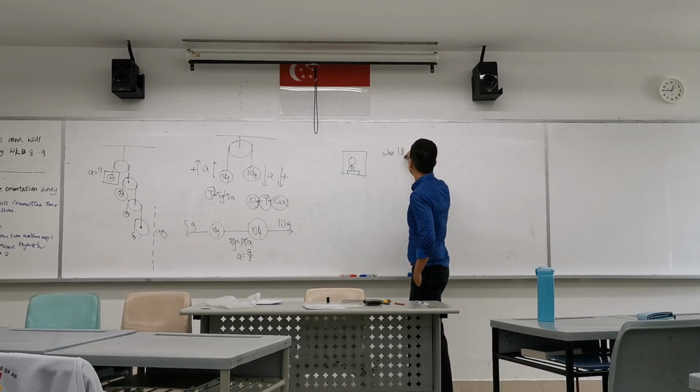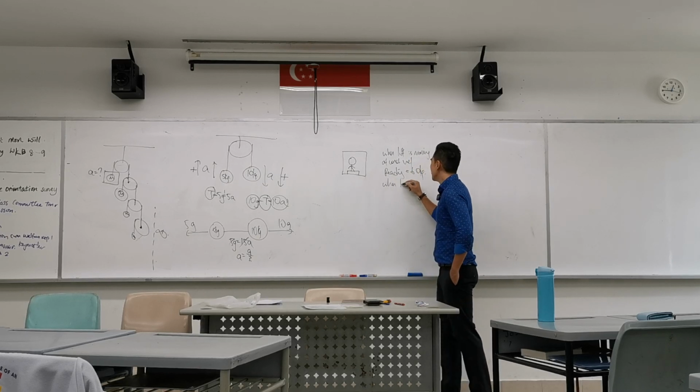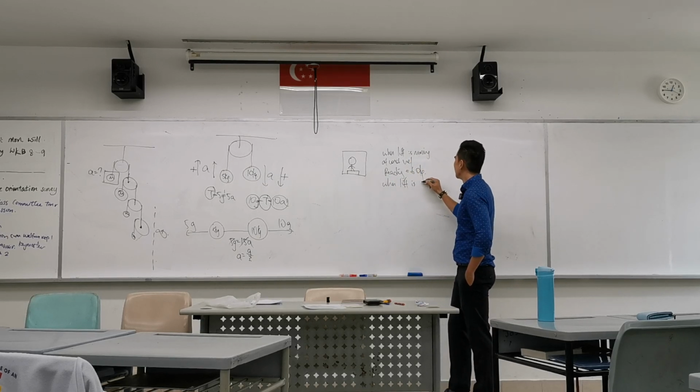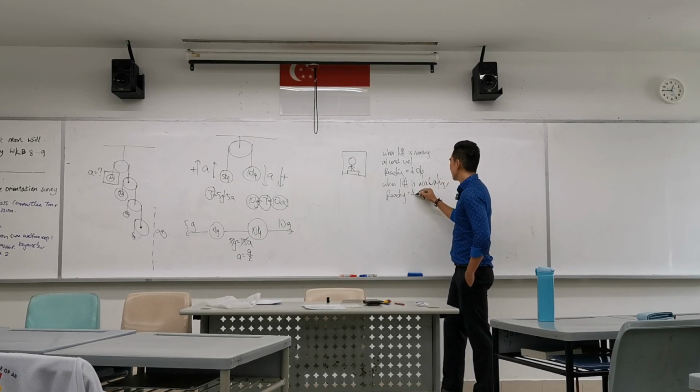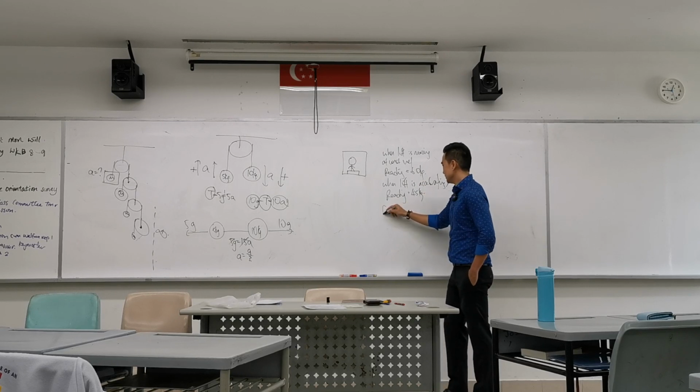When the lift is moving at a constant velocity, the reading equals 60 kg. When the lift is accelerating, the reading equals 45 kg.